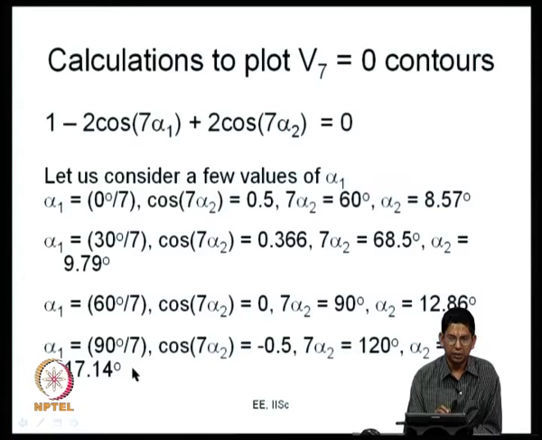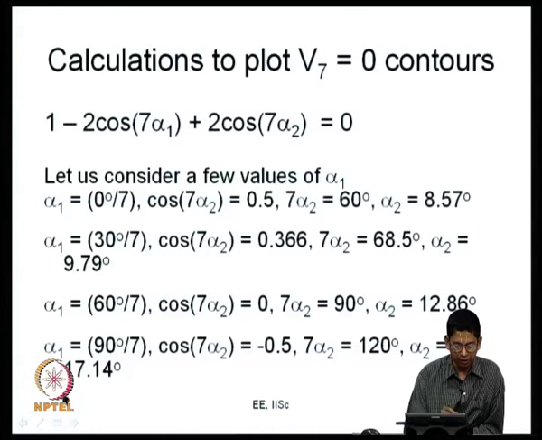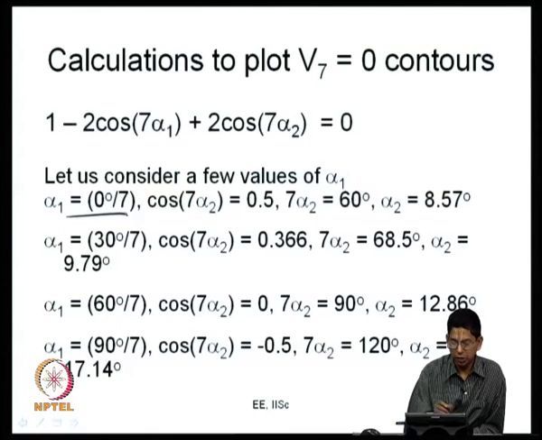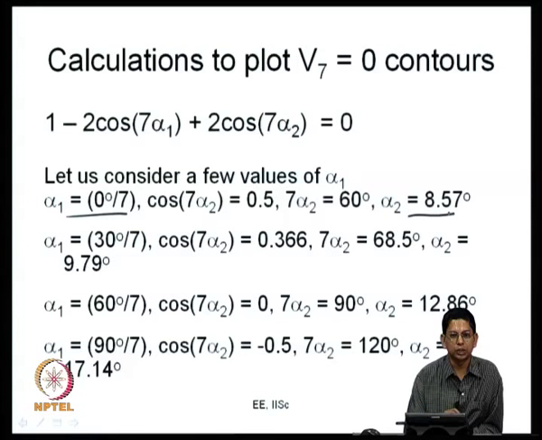Again 90 by 7 is something close to 13, a little less than 13 degrees. So, the corresponding solutions are all given here now. Let us look at what those solutions are. When alpha 1 is 0, the corresponding solution is alpha 2 is 8.57.